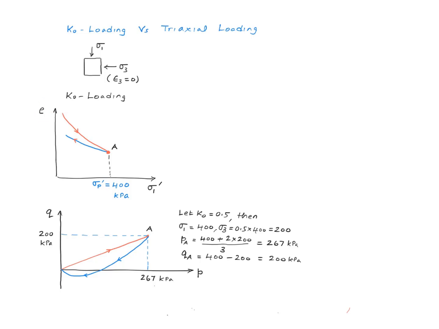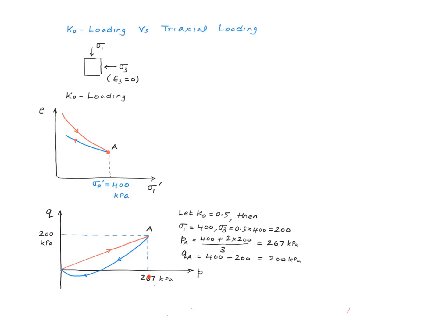Usually we plot the results in the e versus sigma 1 prime space. So loading will follow the virgin compression line, and then the unloading, of course, will follow the swelling line, right? So the soil that we were talking about in the earlier slide had a pre-consolidation pressure of 400 kilopascal. So that means the soil had been consolidated to a pressure of 400 kilopascal sometime in the past, and then of course it might have been unloaded, right? And obviously when you take it out of the ground, you are removing the stress completely.